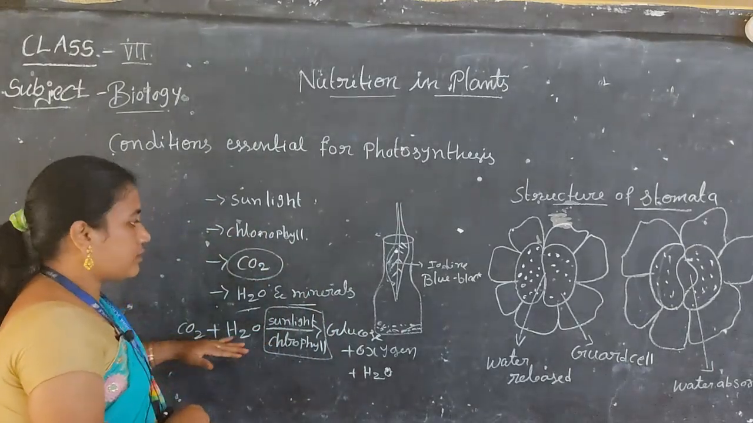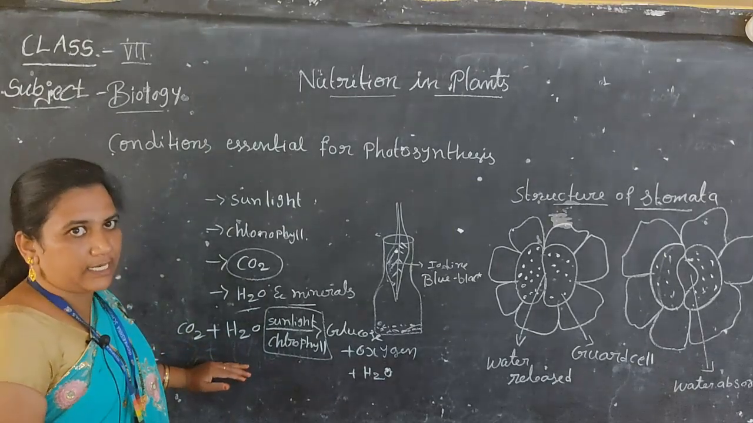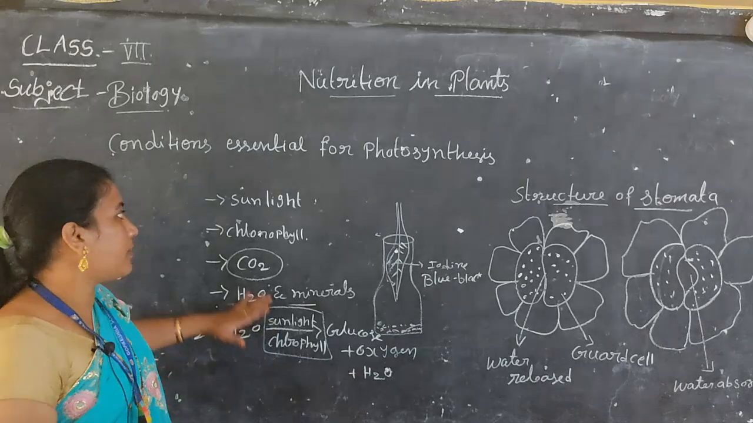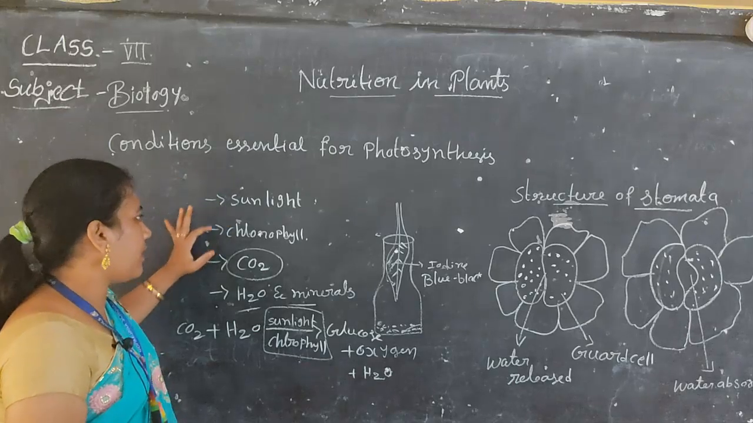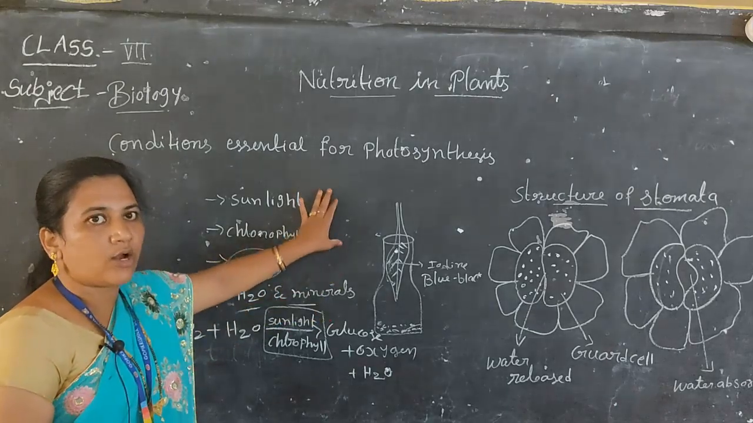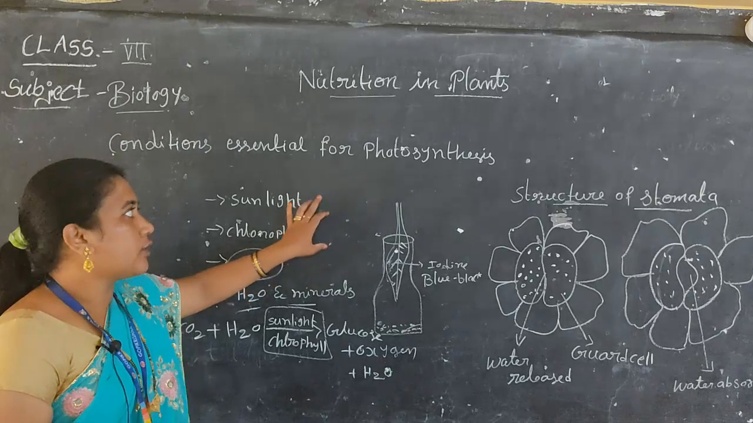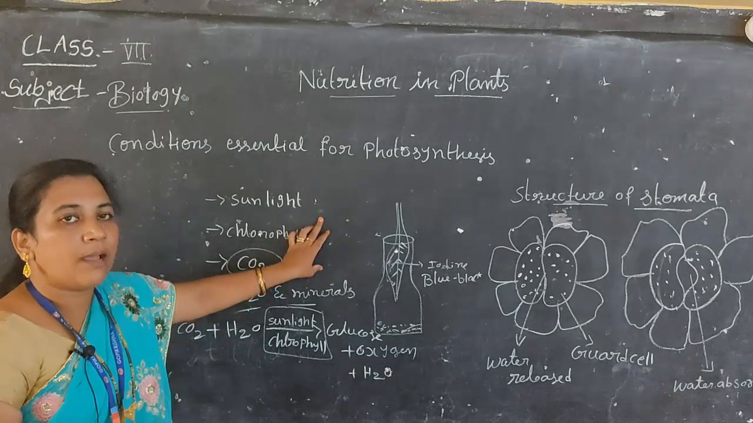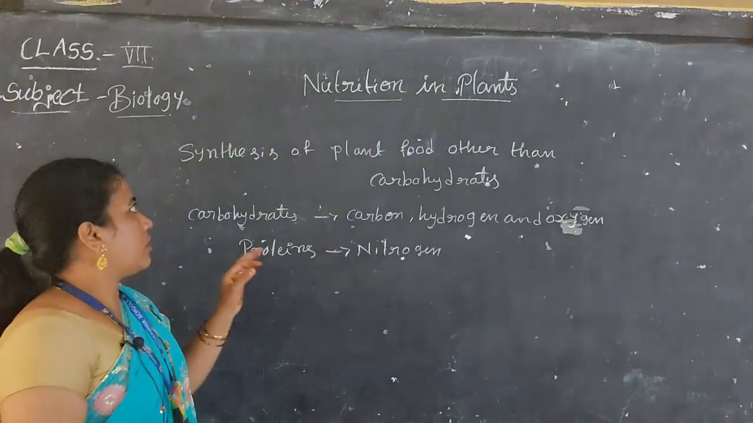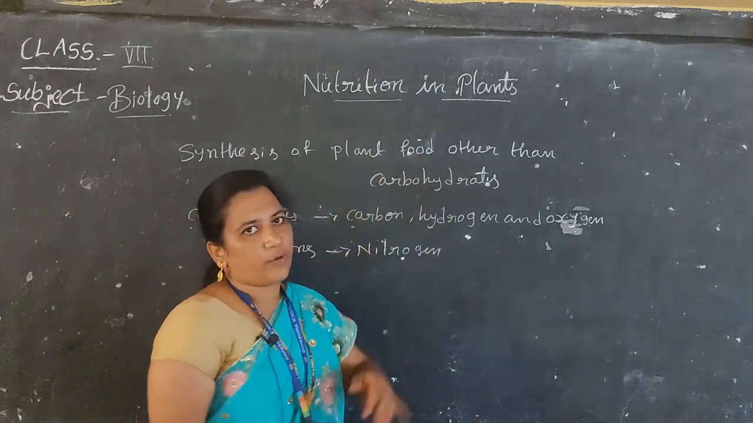Okay, so in the photosynthesis process, if a plant wants to prepare its own food material, what are the required materials? Sunlight, chlorophyll, carbon dioxide, water and minerals. These are the essential components required for a plant to complete photosynthesis and prepare its own food materials. Okay, so next, synthesis of plant food other than carbohydrates.